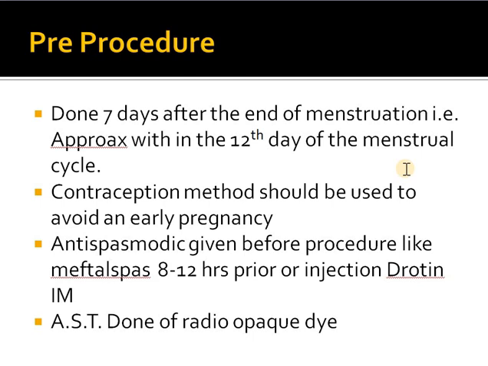Whenever we are planning the HSG, it is planned 1 month prior. Whenever the patient comes, we ask about their cycle and take a proper history of their menstrual cycle, and then we advise them to come on the 7th, 8th, 9th or 10th day of the next cycle for the HSG procedure.